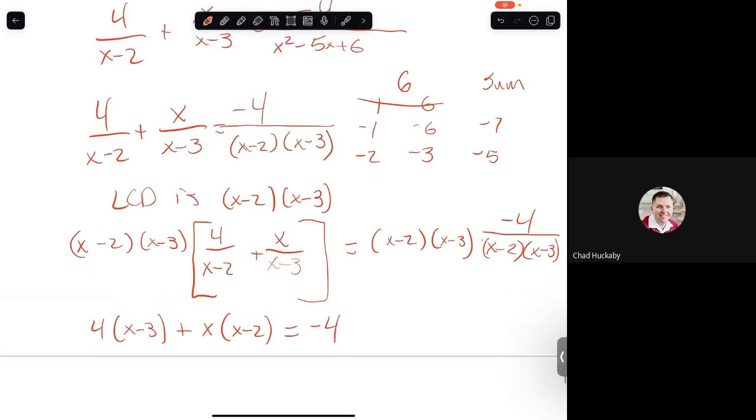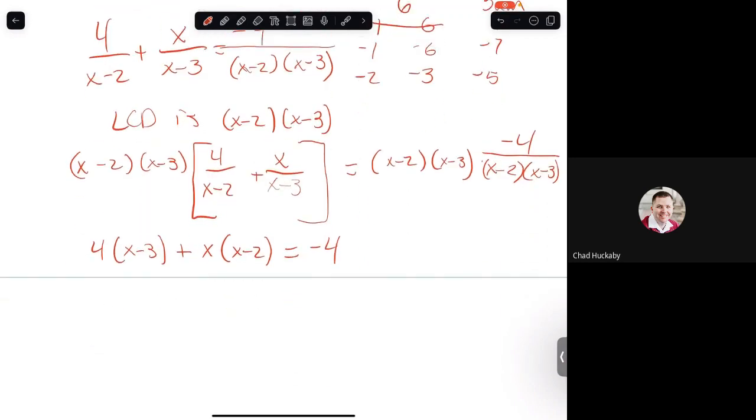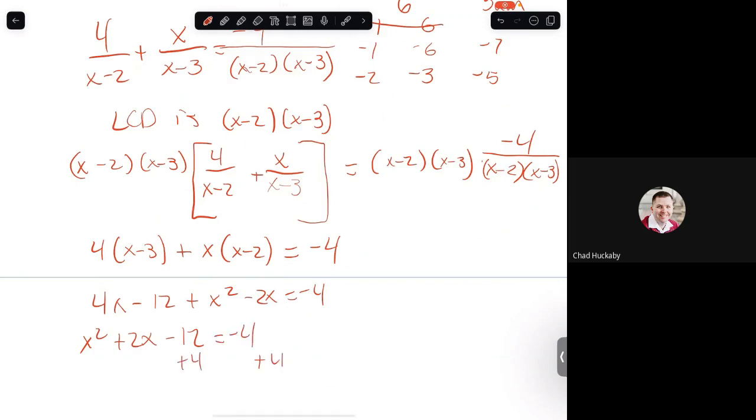Okay, so now we need to distribute and then collect like terms. 4 times x is 4x. 4 times -3 is -12. X times x is x squared. X times -2 is minus 2x, equal to -4. Then we can combine like terms, and we'll list the greatest power terms first. X squared plus 4x minus 2x is plus 2x minus 12. Then we can add the 4 back in to both sides, and we get x squared plus 2x minus 8 is equal to 0.